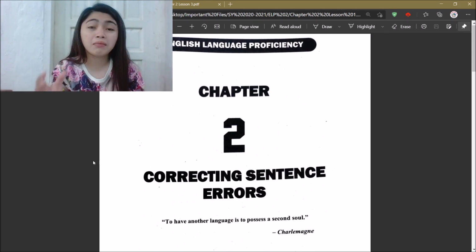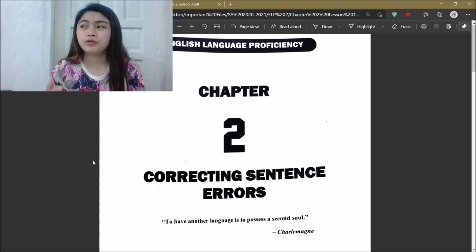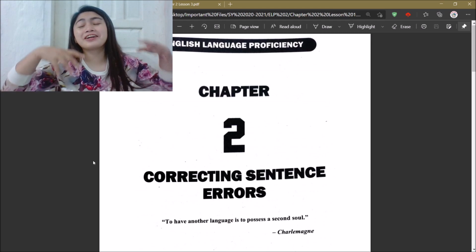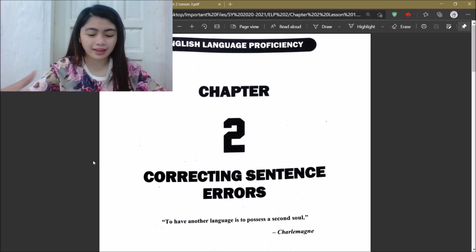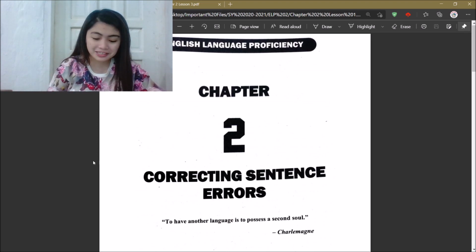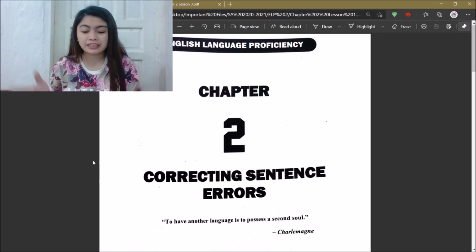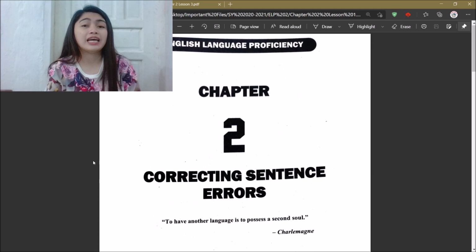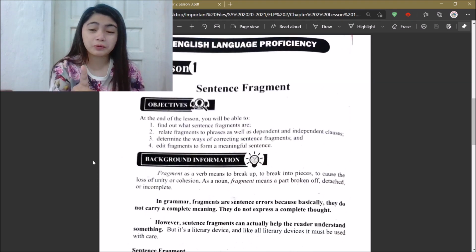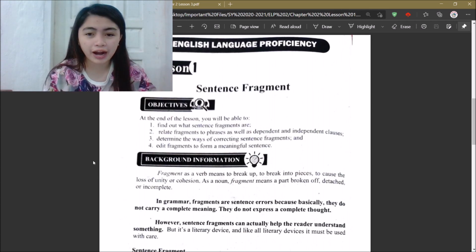So, grammar is the groundwork of clear communication. So, if you want to be understood in the way that you want, you need to express yourself in a clearer way. So, sabi dito, the better the grammar, the clearer the message, the more likelihood of understanding the message's intent and meaning. So, the first lesson that we have here is sentence fragment.